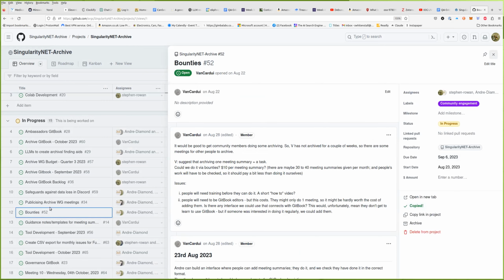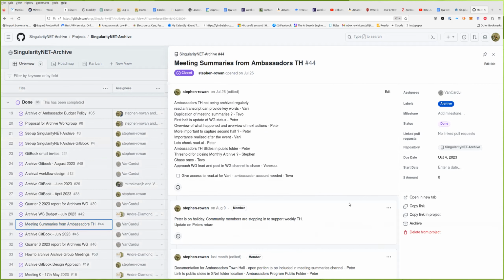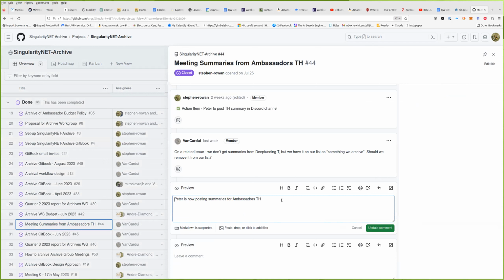Oh, where is it? It's gone. Meeting summaries from Ambassador's Town Hall. Just post it in here. I've got need bounties, question mark.